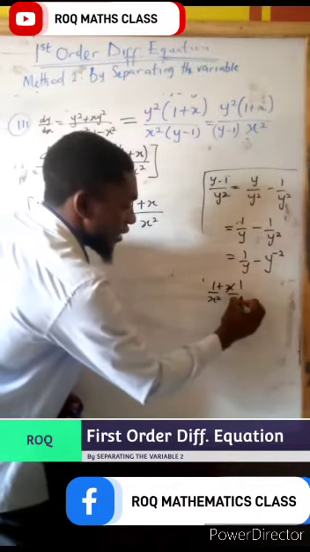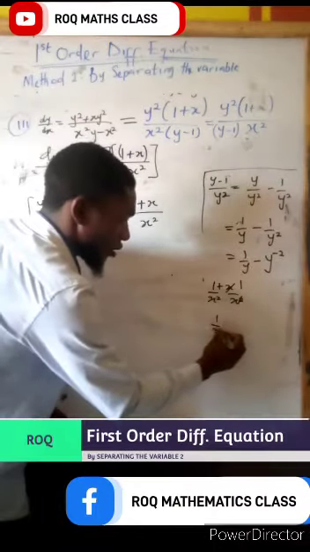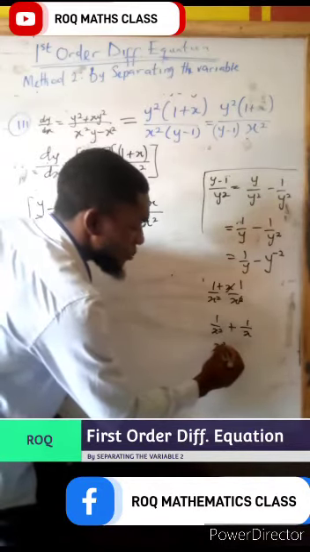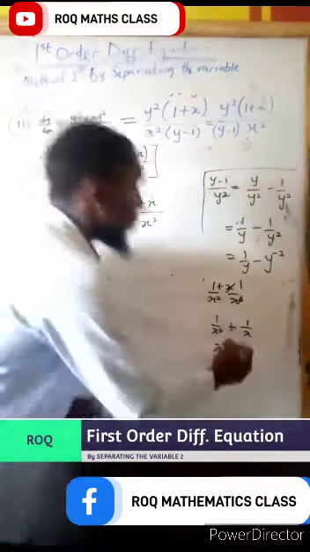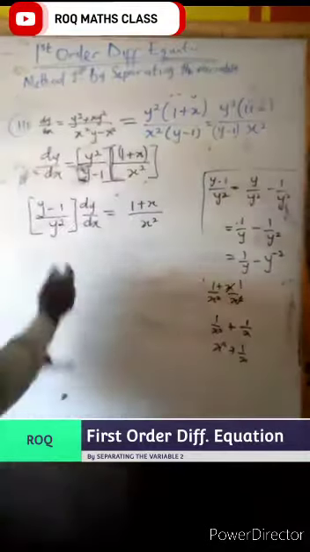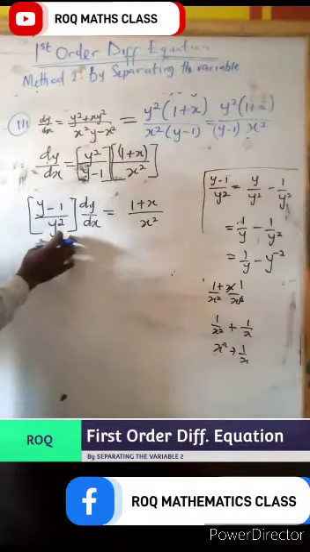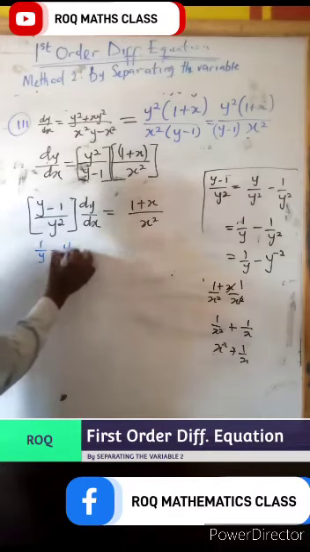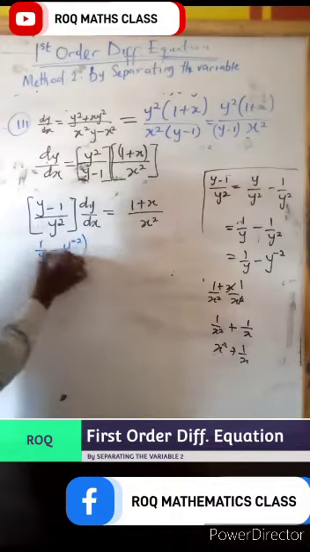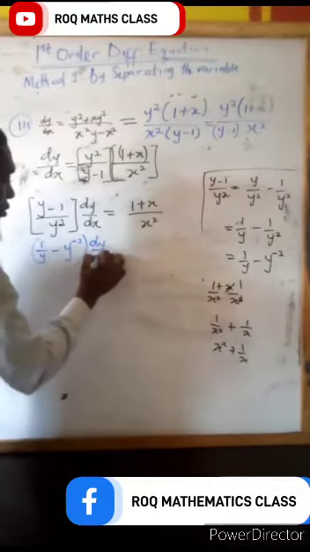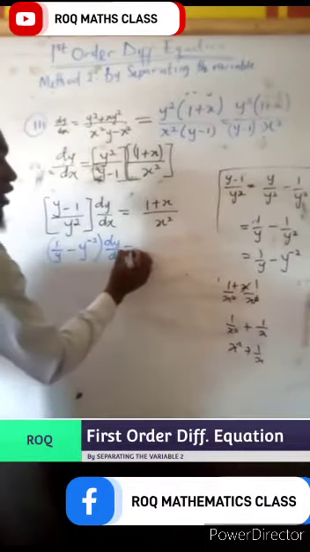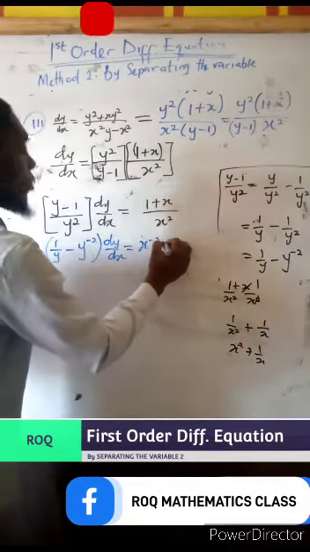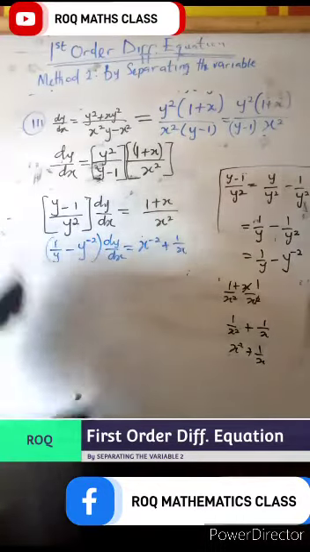Then for the x function, it is 1 plus x over x squared, which is 1 over x squared plus x over x squared, so I have 1 over x squared plus 1 over x, the same thing as x to the power of minus 2 plus 1 over x. Therefore, I can write this function, splitting it down as 1 over y minus y raised to the power of minus 2 dy over dx, equal to x raised to the power of minus 2 plus 1 over x. This is what I'm going to have.